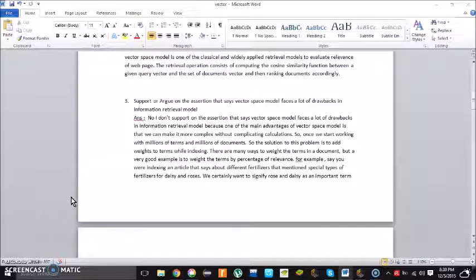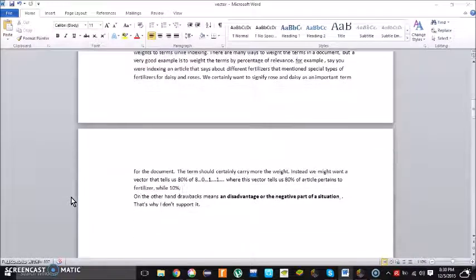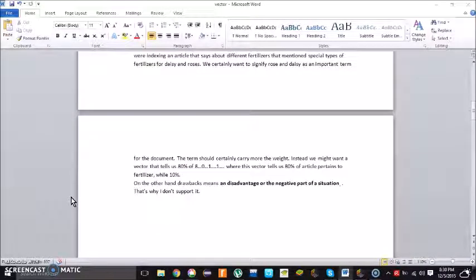There are many ways to weight the terms in a document, but a good example is to weight the terms by percentage of relevance. For example, say you were indexing an article about different fertilizers that mentions special types of fertilizer for daisies and roses. We certainly want to signify rose and daisy as important terms for the document. The terms should certainly carry more weight.